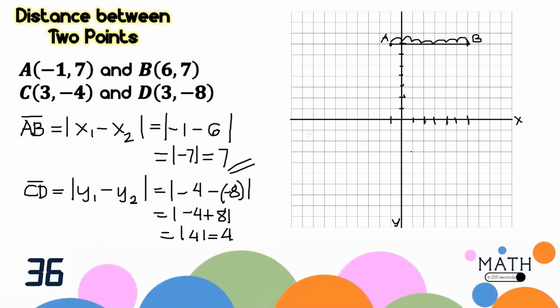On the Cartesian plane, C is at 3 and -4. 1, 2, 3. 1, 2, 3, 4. You have here your C. Your D is at -8. 1, 2, 3, 4. So that's -8. So you have here your D. If you have the same x coordinate, you have a vertical line, and by inspection you have 1, 2, 3, 4. It meets the result here.